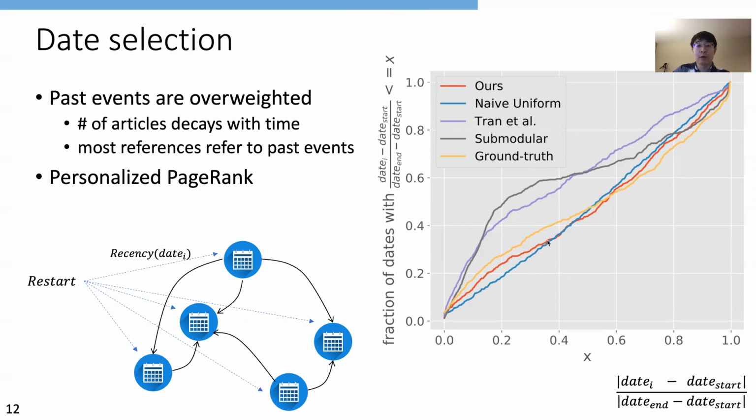So we propose to adjust the probability to compensate for the recent dates, which gives us a better alignment with the ground truth timeline, noticing the red one and the yellow one. And it also leads to better performance in daily summarization.